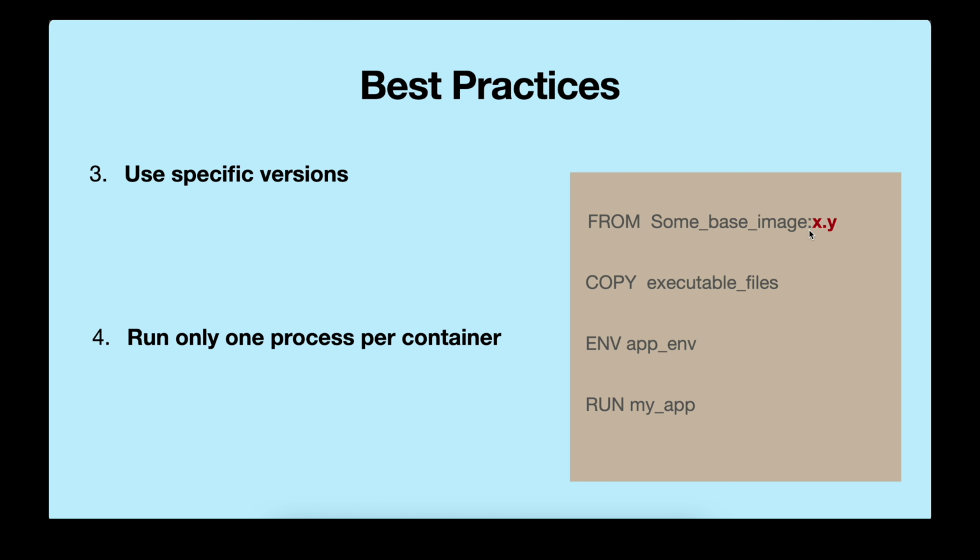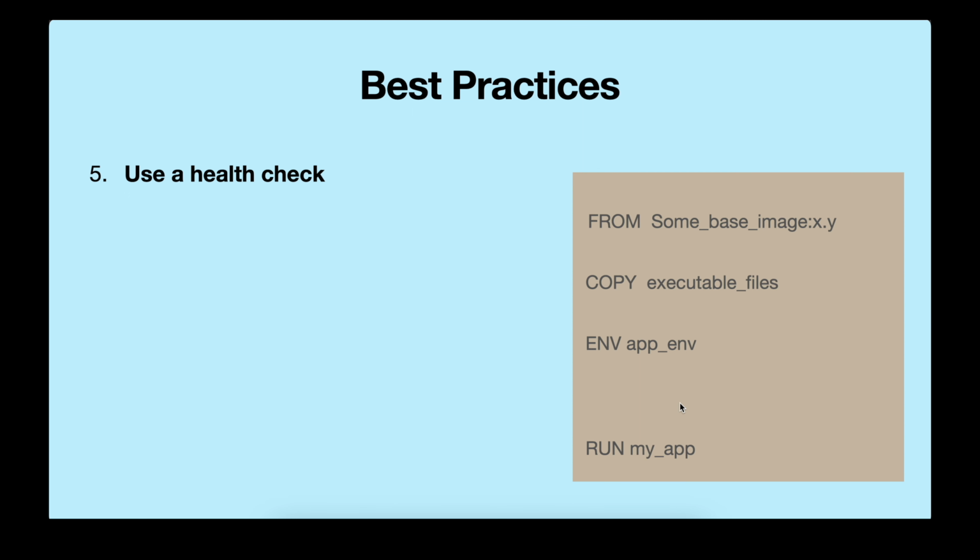Then we have this: run only one process per container. Your application might be running multiple processes like adding details to a database, getting it from there, or running multiple services at once. So it is recommended to run just one process per container and try to divide your application into many services. Now use a health check. So what is a health check? It is basically a command that will keep on checking the health of your container. It will ping your server from time to time in order to check its health.